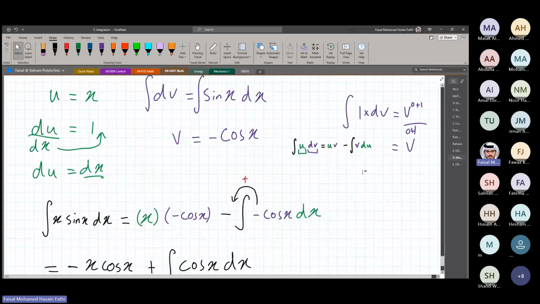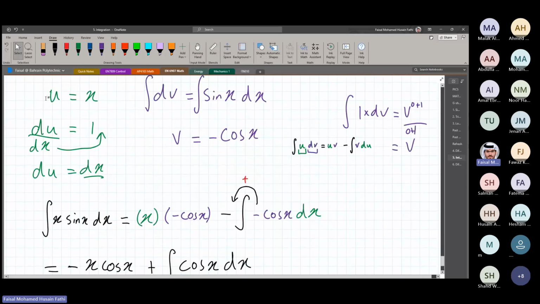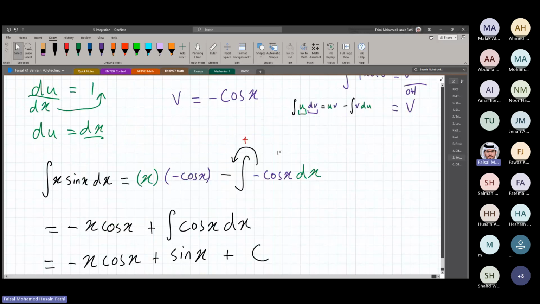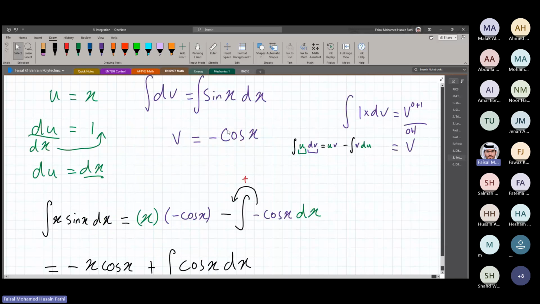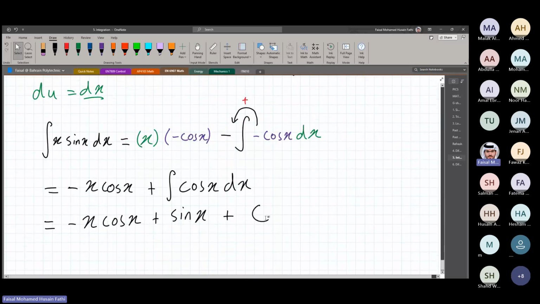And then we just plug everything back into the equation. So u dv, this is just our original question, is equal to uv, which is x times minus cosine x, x which is our u, v which is our minus cosine x, minus the integration of v, which is minus cosine x, and du, which is just simply dx. Okay? And then you solve and simplify and you get your final answer, and don't forget your plus c.